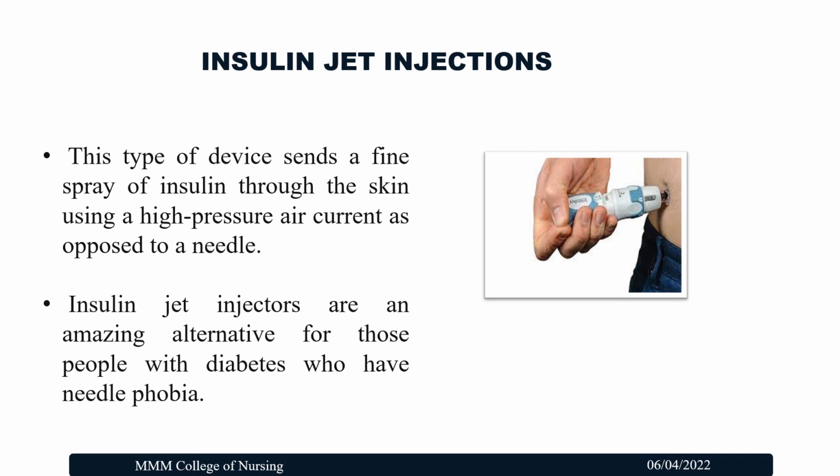The next type is the insulin jet injection. This type of device sends a fine spray of insulin through the skin using a high pressure air current as opposed to a needle. Insulin jet injectors are an amazing alternative for those people with diabetes who have needle phobia.